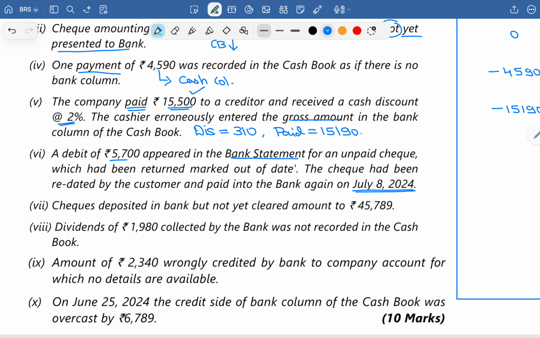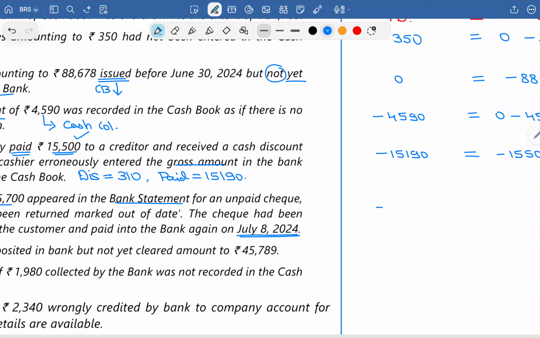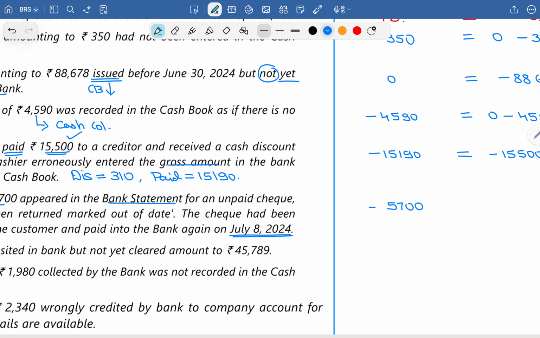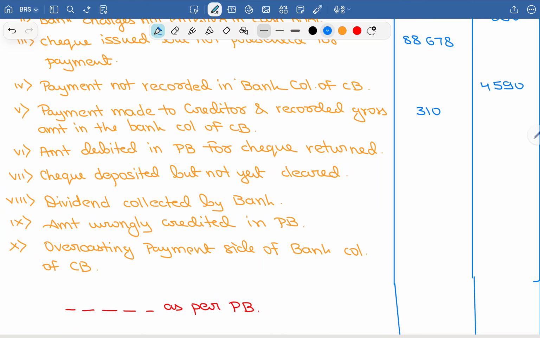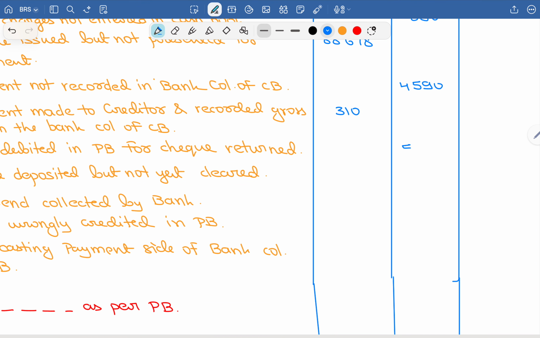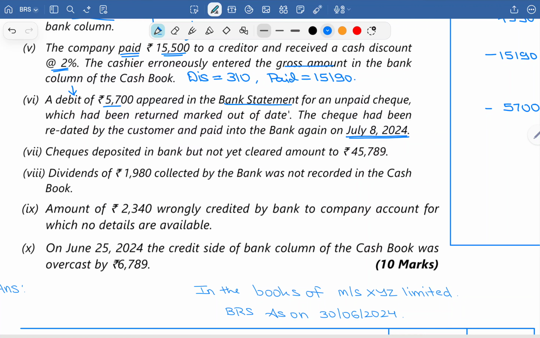When we deposited the check, we debited the bank account, but when the check is dishonored, we have not made any journal entry. So, debited in the bank statement. Debited means the balance will decrease in the passbook. So, passbook minus 5,700. In the cash book, no entry is passed. So, to make them equal, minus 5,700. So, come to the adjustment. Less column 5,700.